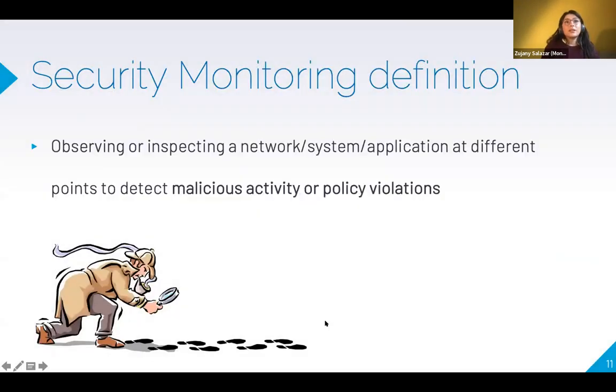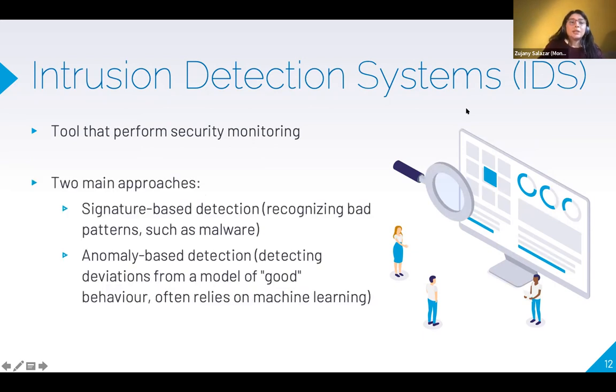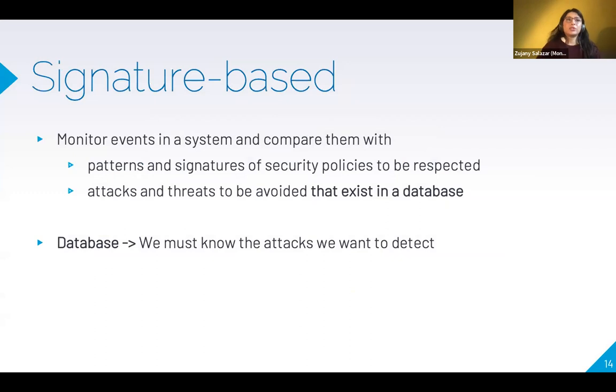So what is security monitoring? It is the act of observing or inspecting a network, system or application at different points in order to detect malicious activity or policy violations. In general, one of the most basic tools to perform security monitoring is an intrusion detection system. And these tools follow mainly two approaches. They are signature-based or anomaly-based. Let's see these two approaches in detail.